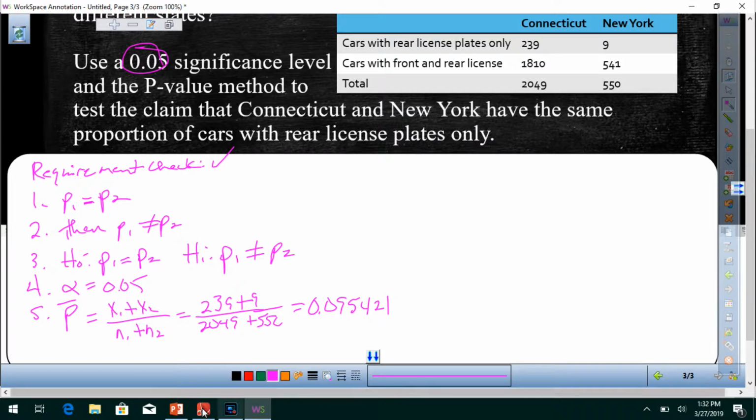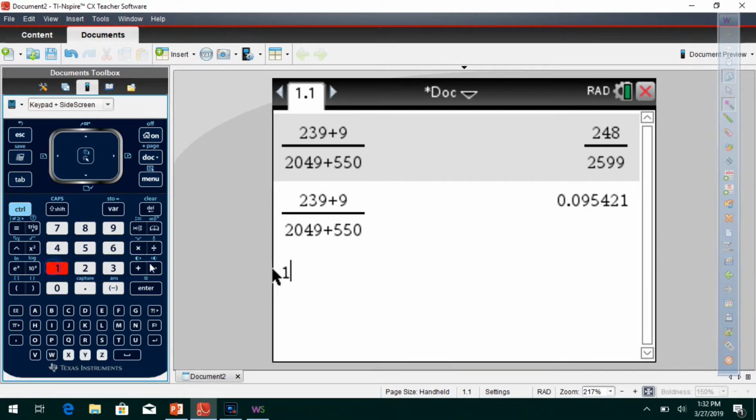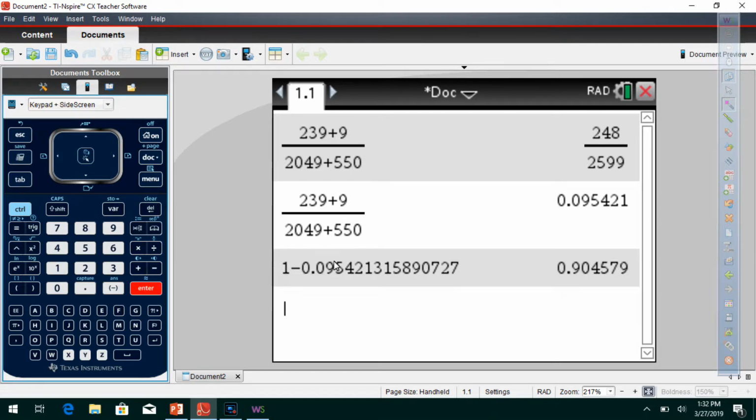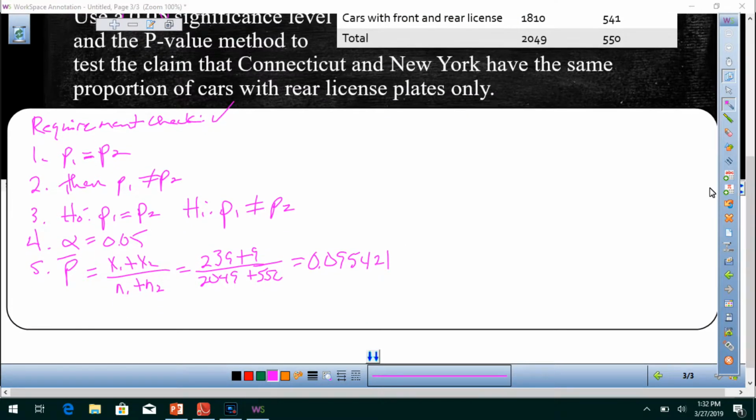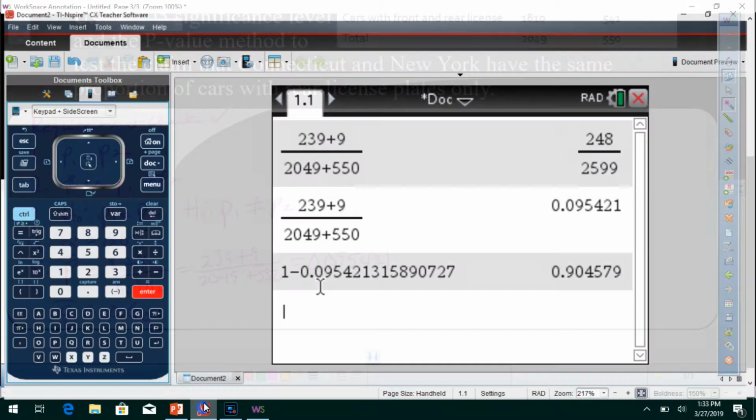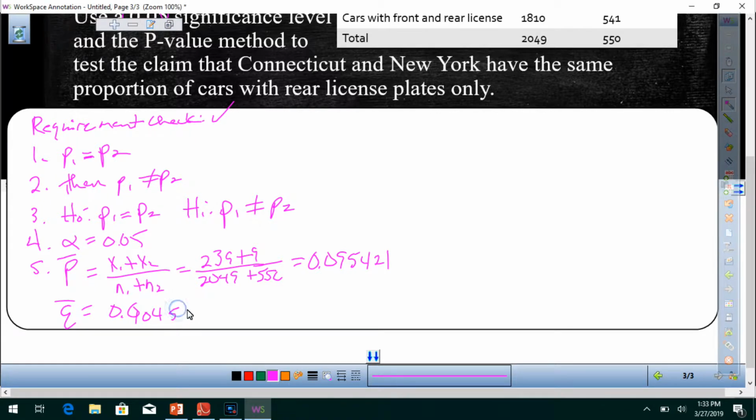If that is P bar, then we're going to have 1 minus that. And, oh, see, it went a little bit further. So we're going to have 0.904579. So Q bar is going to be 0.904579.